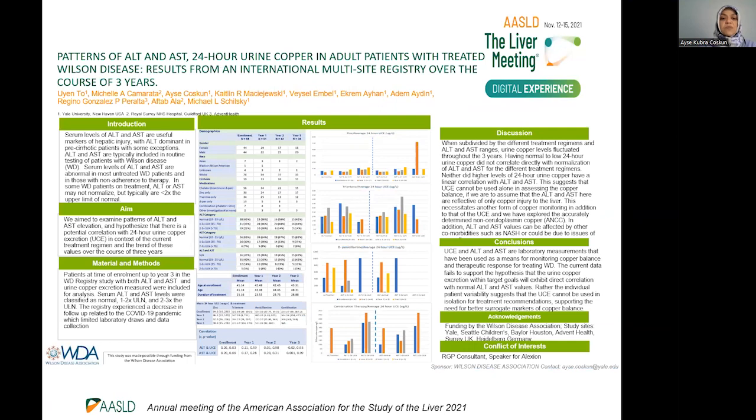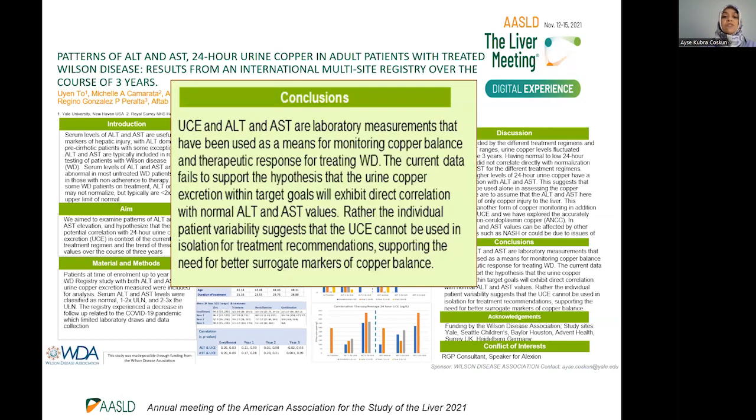And this poster was presented at the annual meeting of the American Association for the Study of the Liver in 2021 by Dr. To. In the conclusion of this poster, Dr. To highlighted the pressing needs for better surrogate markers of copper balance, so treatment recommendations can rely on more accurate measures.